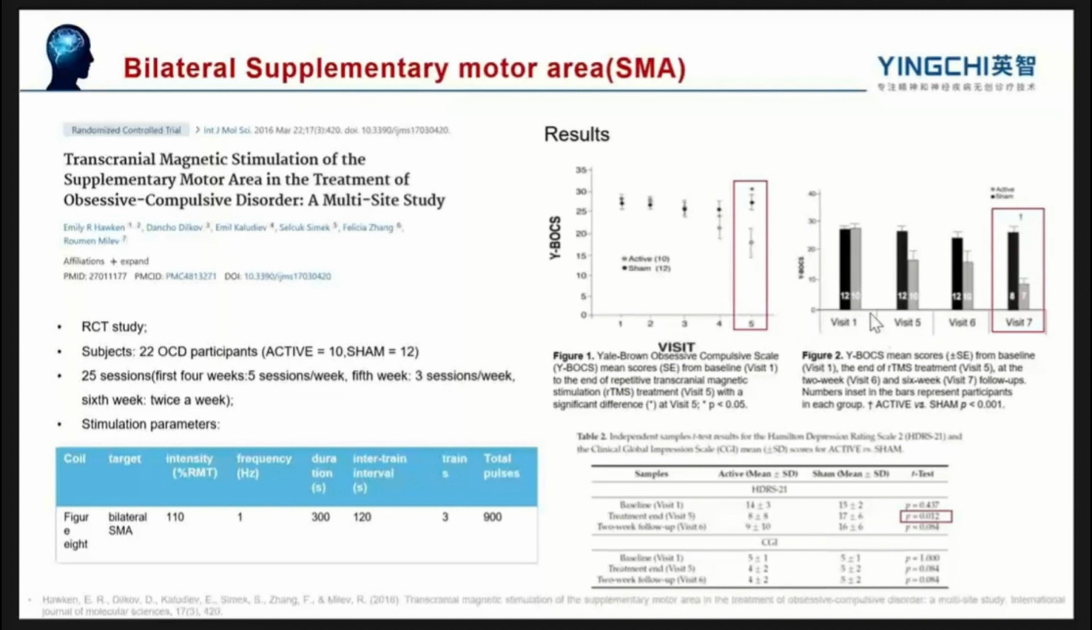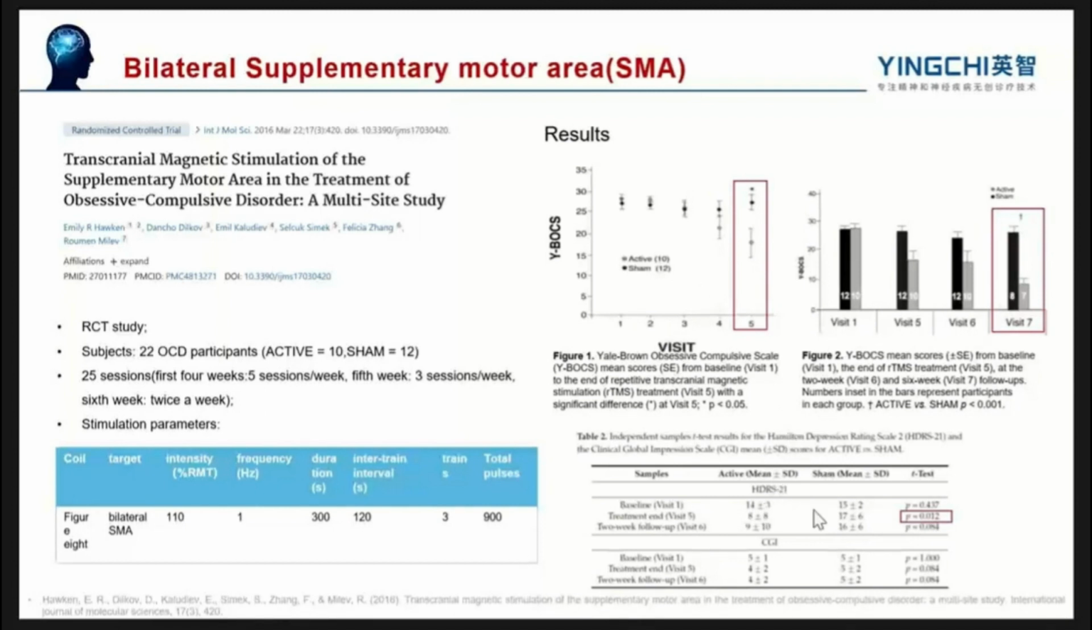And we can also see the long-term effect of rTMS treatment. And this bar is the 6 weeks after the end of all rTMS treatments, the 6 week follow-up evaluation. And we can also see in the active and the sham group, there's a significant improvement difference between these groups. And there are also supplementary data that give the data that the improvement of the active group can be maintained to the 6 week follow-up.